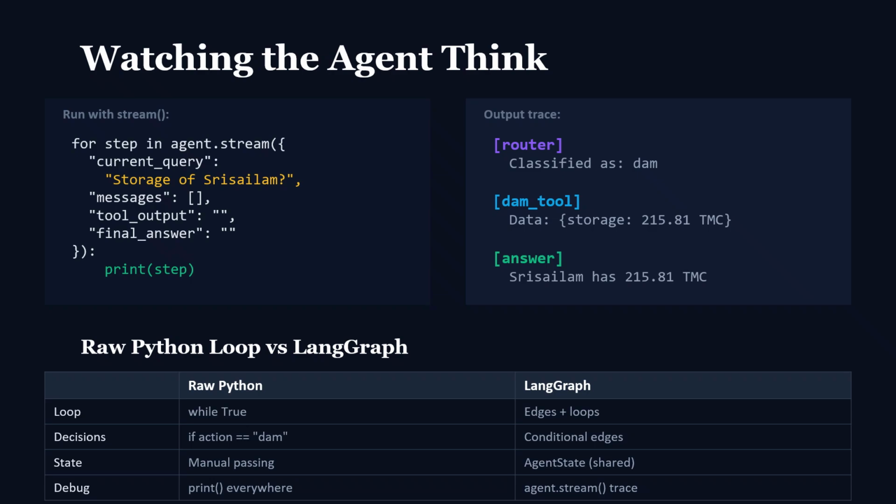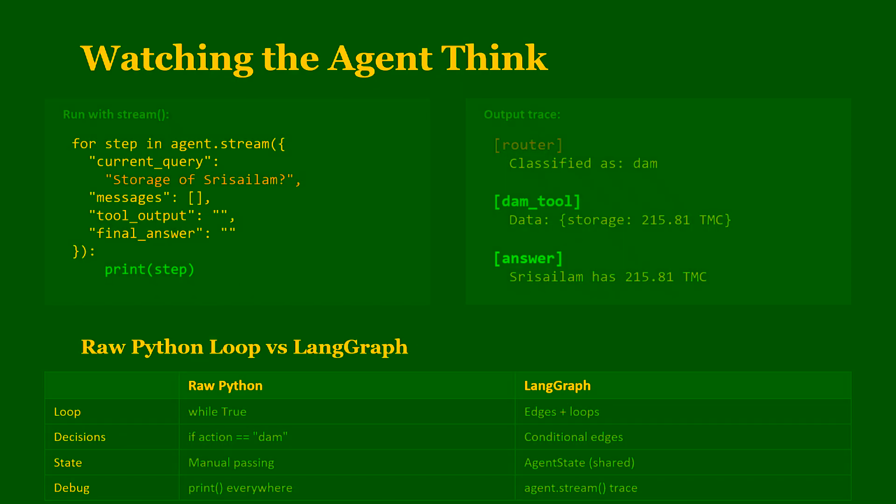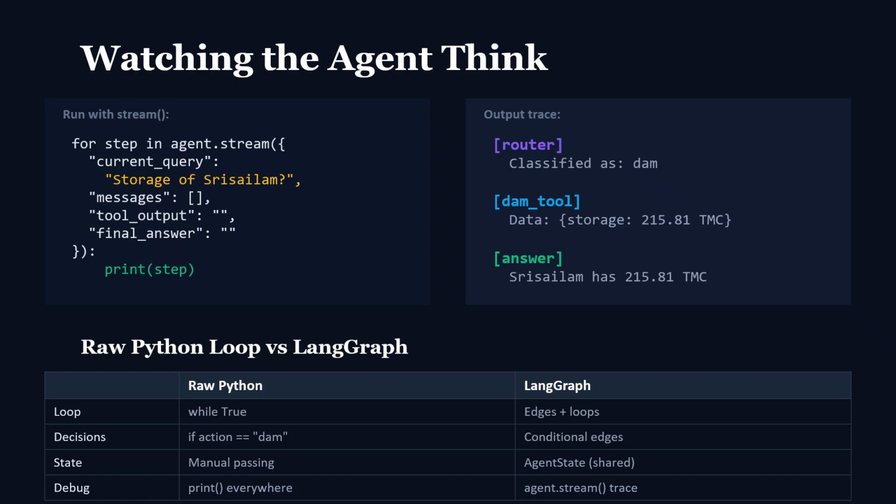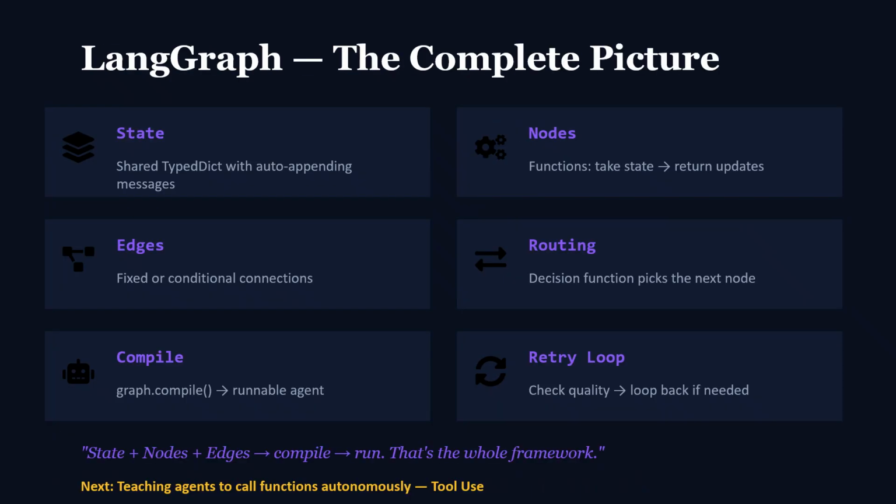The comparison table at the bottom shows how this maps to the old way of building agents. Instead of a while True loop, you have graph edges. Instead of if-else blocks, you have conditional edges. Instead of manually passing state between functions, AgentState handles it automatically. And instead of print() statements everywhere, agent.stream gives you structured traces. The concepts are identical. The implementation is a bit simpler.